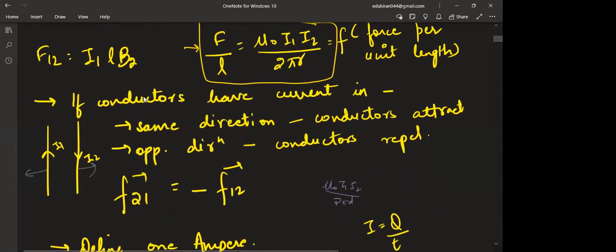Just write these two statements. Now see, if conductors have the same direction of current, the conductors will attract, and if opposite direction, they will repel. All right, just note this down, then we'll practice questions now.